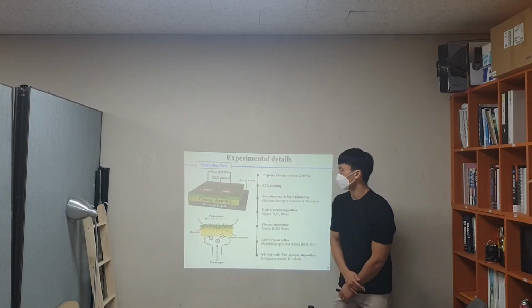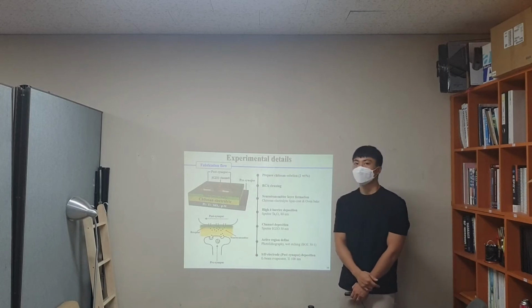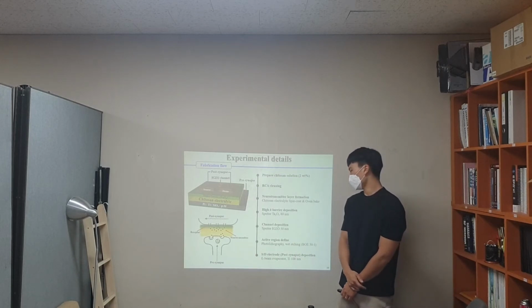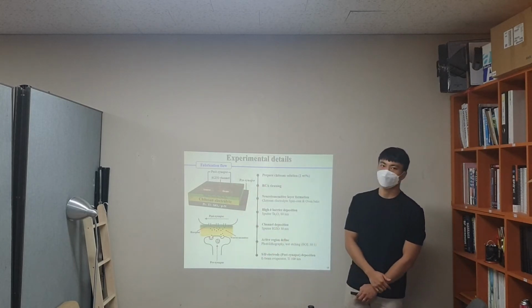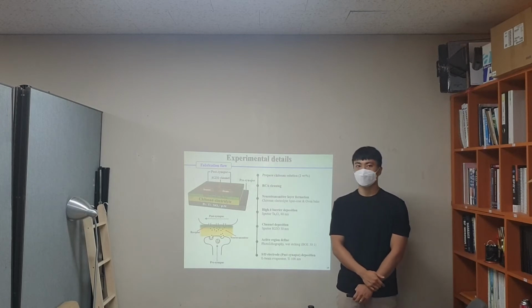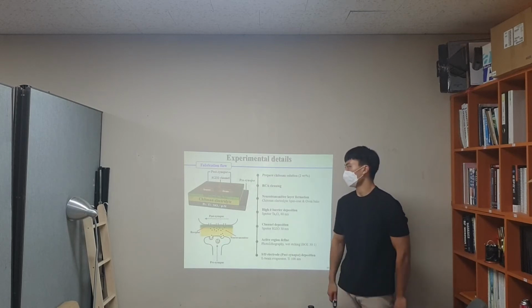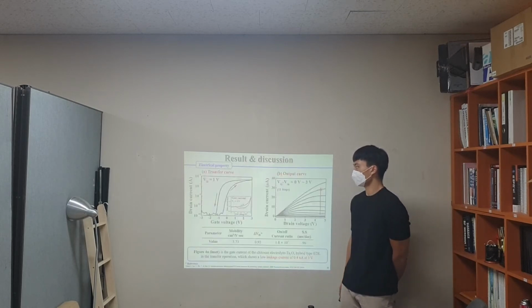Active patterning of the IGZO channel is performed by using positive photolithography and wet etching. Finally, 100 nanometer titanium source drain electrodes are deposited by using an e-beam evaporator and patterned by the lift-off method.